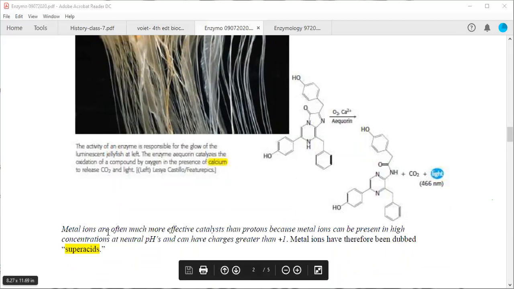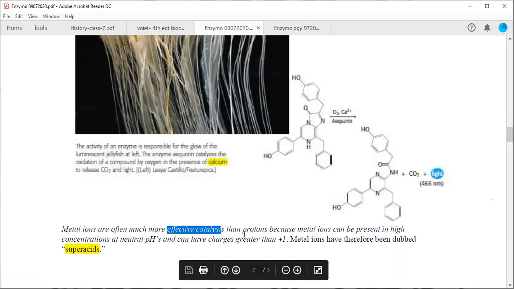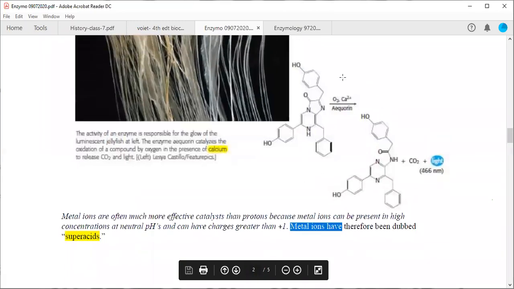Then there is a line: metal ions are often much more effective catalysts than protons. We have discussed acid-base catalysis, and then metal ion catalysis. These metal ions are better than acid-base catalysis alone because in most cases these metals have, for example, magnesium ions Mg2+, manganese ions, cobalt with 3 positive charges, iron with Fe2+ or Fe3+. So metals may have more than one positive charge, whereas protons have only one positive charge. Metal ions can be present in high concentrations at a neutral pH and can have a charge greater than +1. Therefore, these metal ions are called superacids, because they have more charge than a proton.